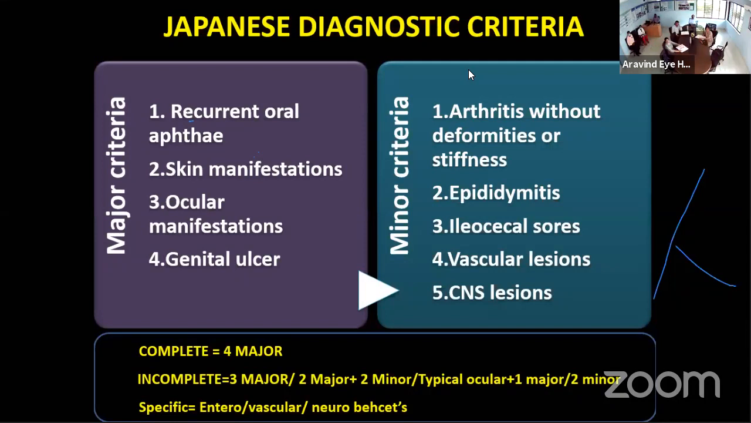They are all grouped under the minor criteria. They gave complete, incomplete, and specific types like Entero-Behcets, Vascular-Behcets, Neuro-Behcets. So all these combinations of major, minor were there in the Japanese criteria. Again, this criteria is not practically applicable. So what then is applicable?